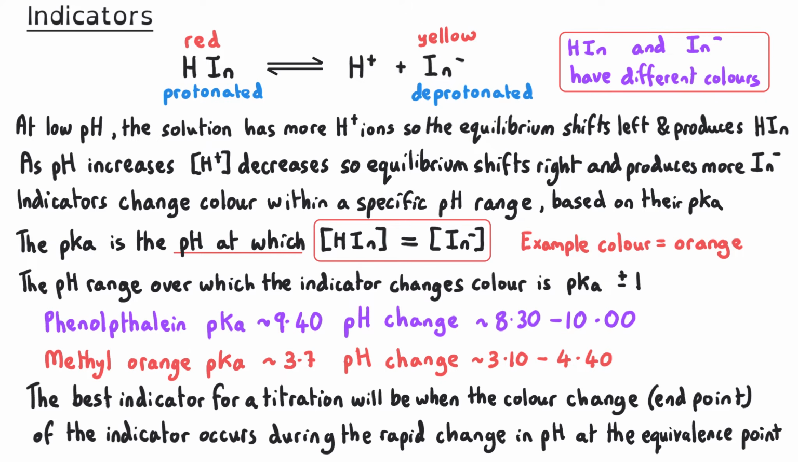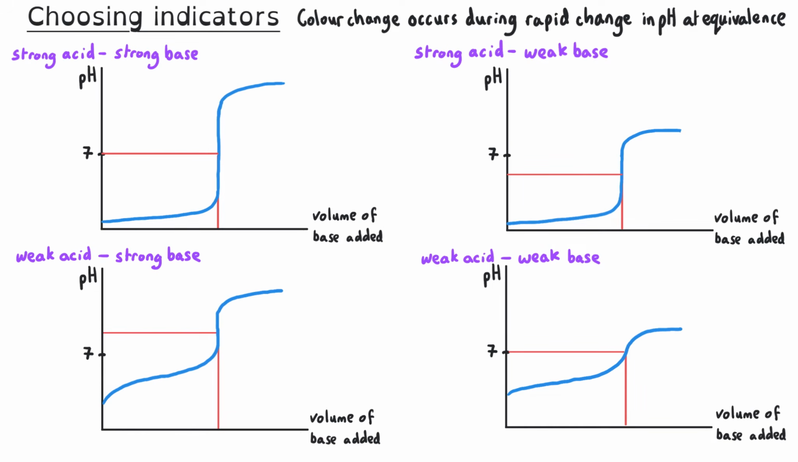When selecting an indicator for a titration, the best indicator to choose will be the one where the colour change, so that's the end point of the indicator, occurs during the rapid change in pH that occurs at the equivalence point. You need to be able to use pH curves to select an appropriate indicator. Now, importantly, the indicator that you choose needs to have a pH range that aligns with the rapid change in pH that occurs at the equivalence point.